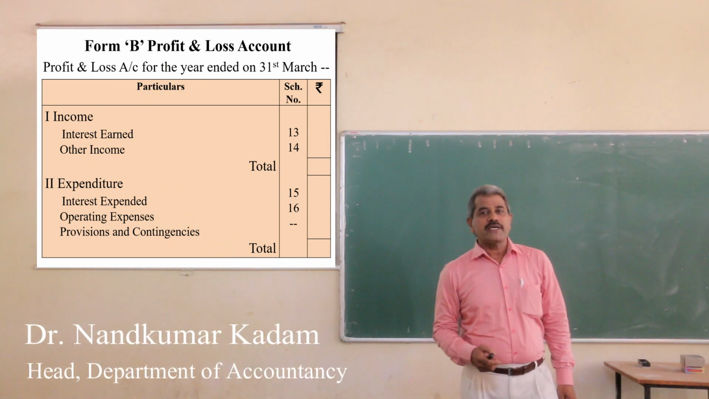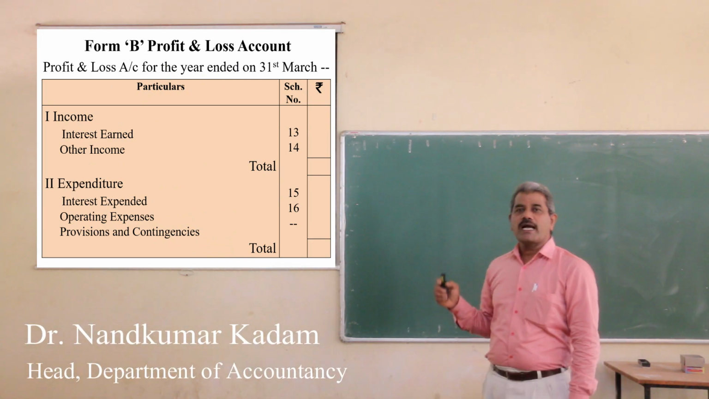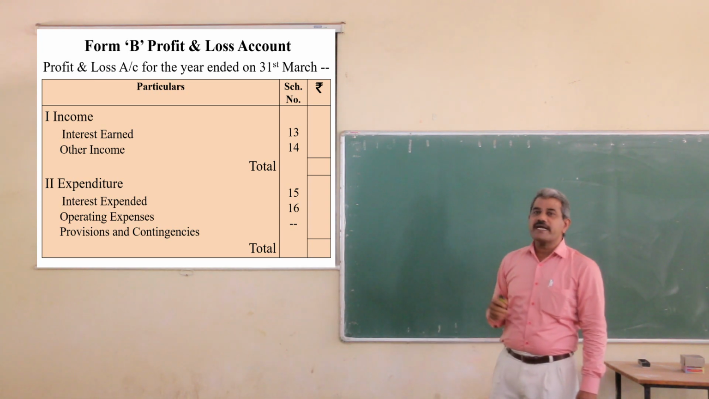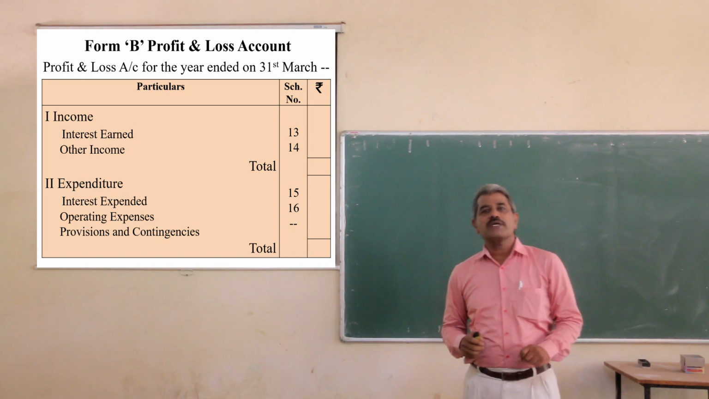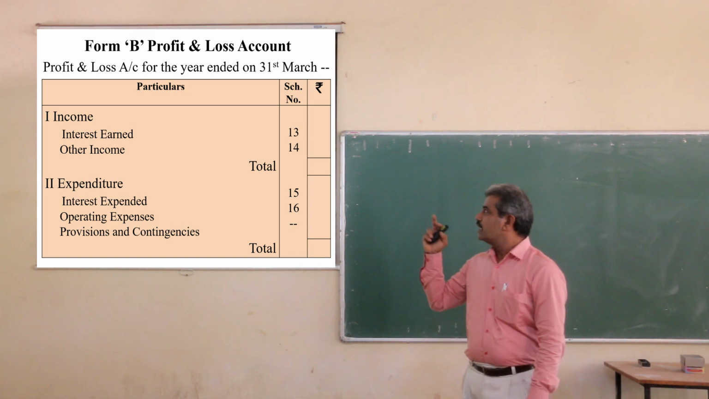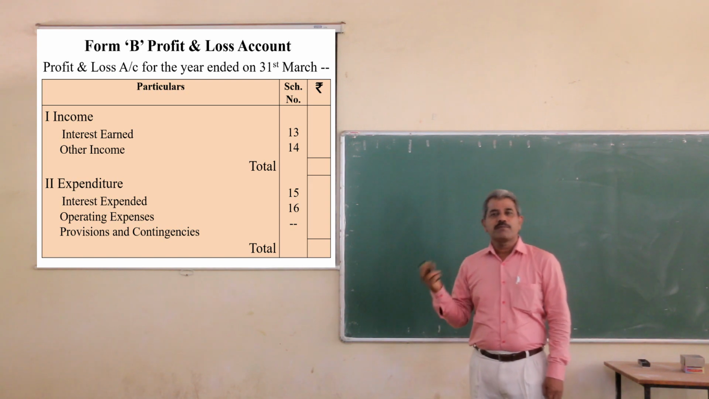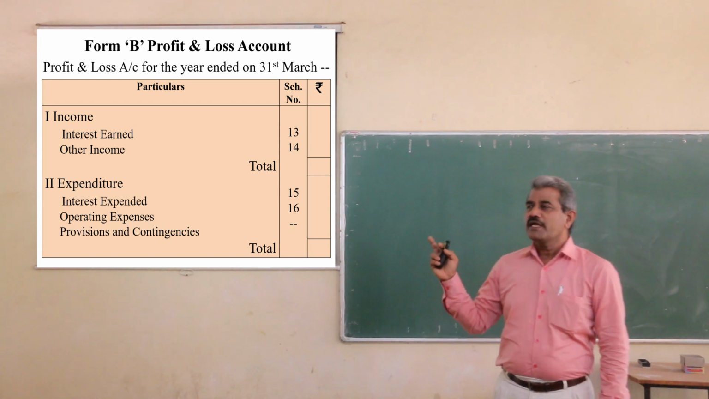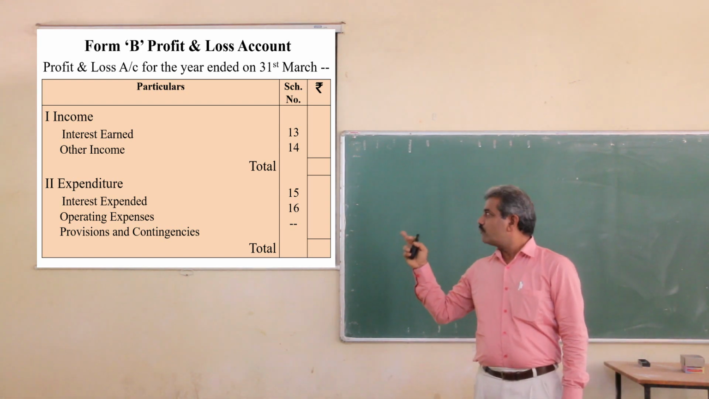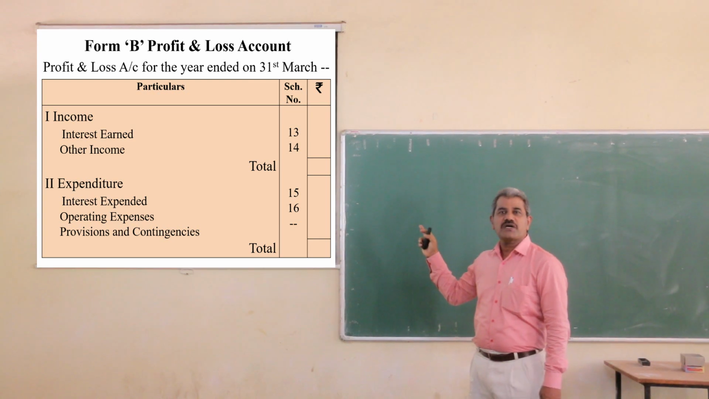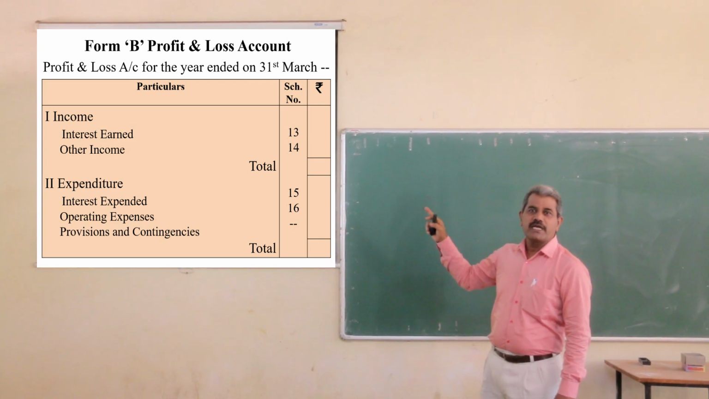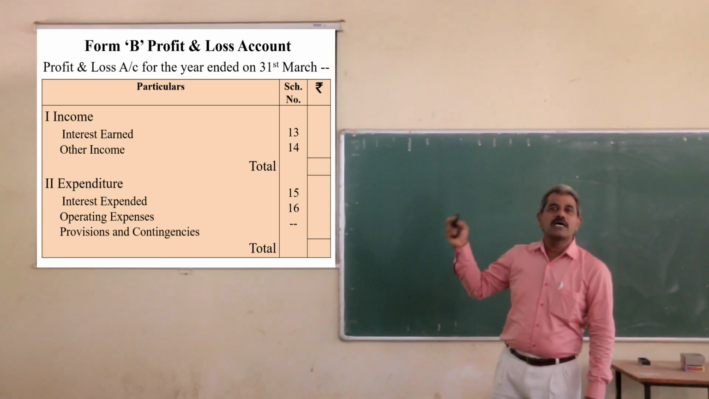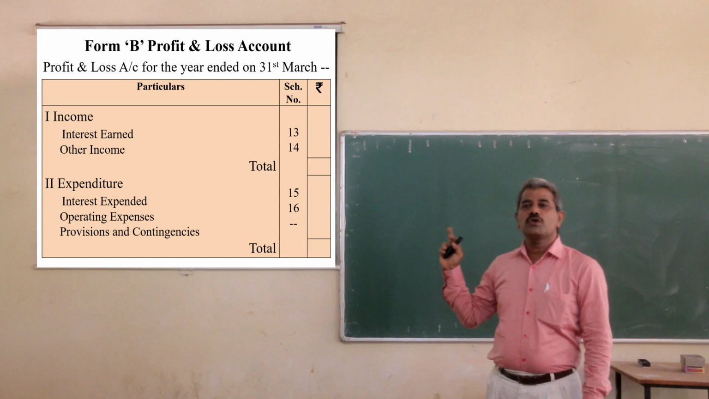This is the form of profit and loss account, which is called Form B. The profit and loss account includes four headings: income, expenditure, profit, and appropriations. The first heading is income. Income includes two items: interest earned, the details of which are shown in schedule number 13, and other income, the details of which are shown in schedule number 14.